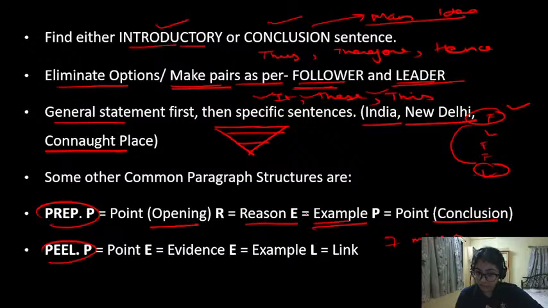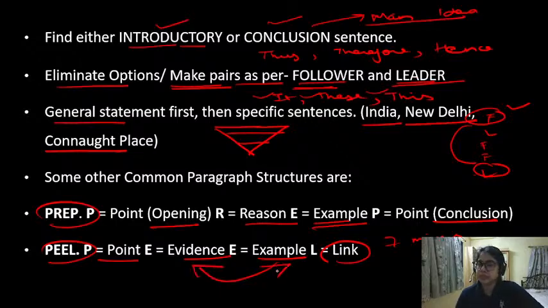Okay, the other paragraph structure is the PEEL structure, which is point, evidence, example and link. Link of what? Of these two. So sometimes there's no conclusion, sometimes there's another piece of information that is linked to the evidence and example. So these are three common paragraph structures the way you could be given.